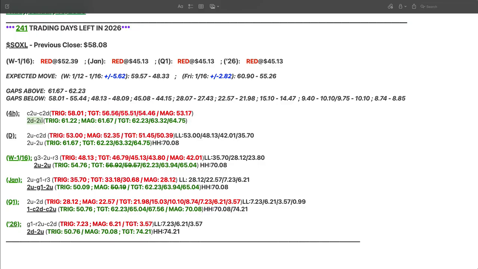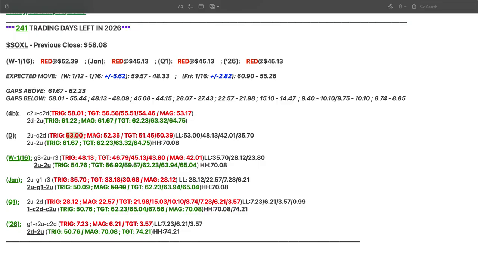To the upside, we would have this 2 down, 2 up on the 4-hour, triggering at 61.22. Again, not a lot of magnitude, ending there at 61.67, but that does put us back into the gap. Gap closes at 62.23, and we've got some extended targets out here if we get to really running. On the day, we would have a 2 up, combo 2 down, triggering at 53 flat.